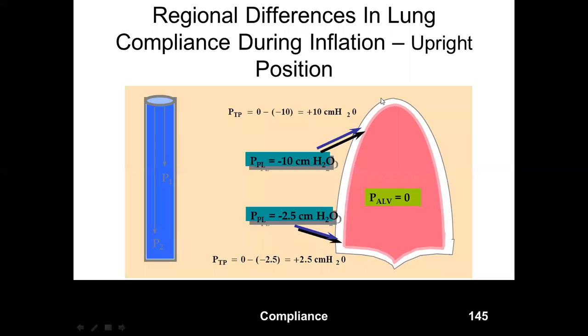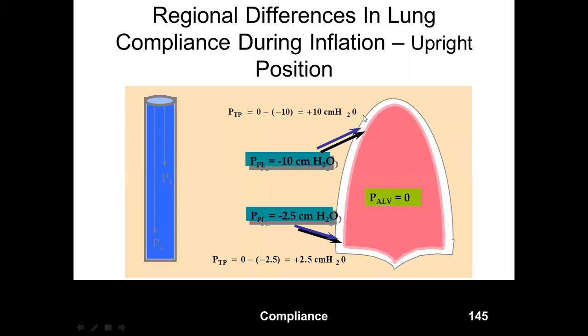So from the apex to the base, there's the apex of the lung and there's the base of the lung. From the apex to the base, we can say that the intrapleural pressure increases. When we say something is increasing, it means it becomes less negative. For example, at the apex, the intrapleural pressure is minus 10 centimeters of water. But at the base, the intrapleural pressure is around minus 2.5 centimeters of water. You remember, we mentioned that we use an average intrapleural pressure of around minus 5 centimeters of water. That's an average. But technically speaking, the intrapleural pressure varies from apex to base.